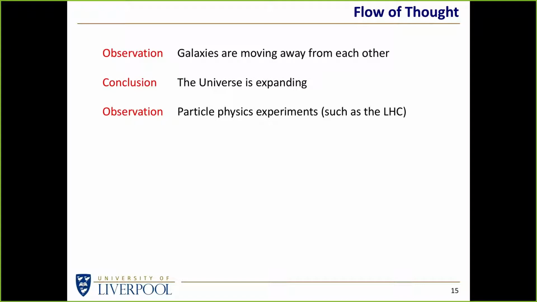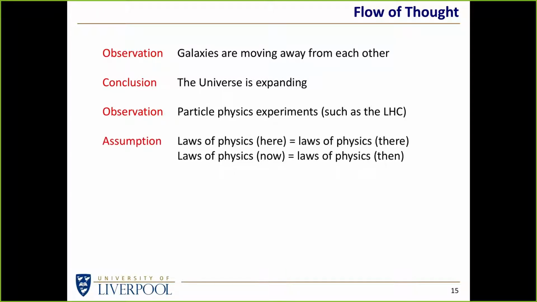We can make other observations in the laboratory, as well as looking at what's going on out there in the universe. We can do experiments in the laboratory. For instance, we can do particle physics experiments in an accelerator, such as the Large Hadron Collider at CERN, and that gives us an understanding of the building blocks of the universe, what particles are put together in order to make atoms, in order to make us, in order to make the Earth, in order to make the rest of the universe. We do, however, have to make some assumptions.